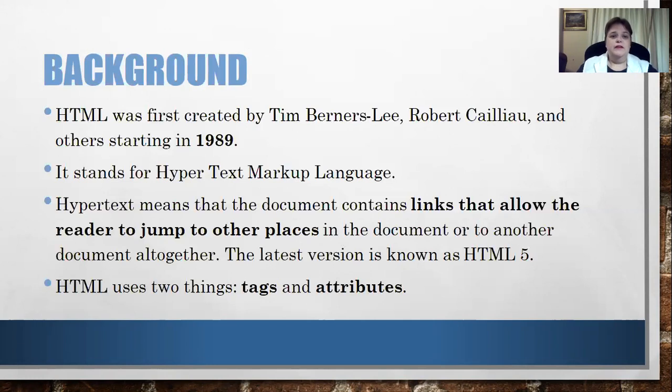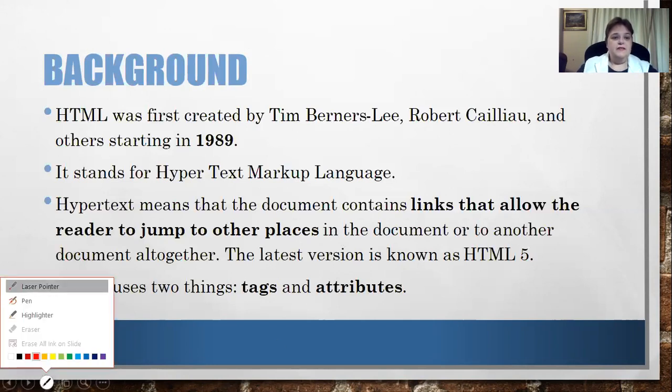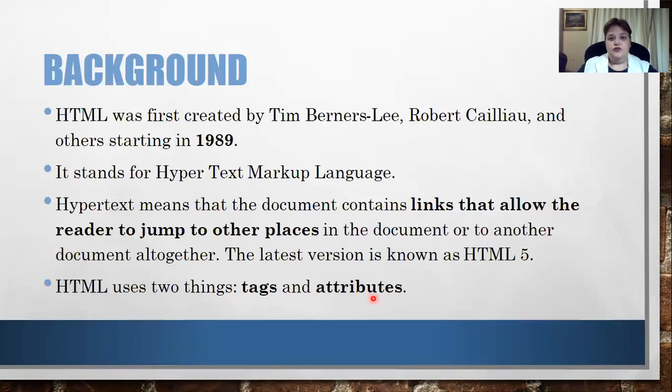Now, the two things that HTML5 uses are tags and attributes. Okay, so tags define what needs to happen. And the attributes will say, so a tag could be, for example, a font. An attribute will tell me what type of font, like Comic Sans or Arial or Times New Roman.